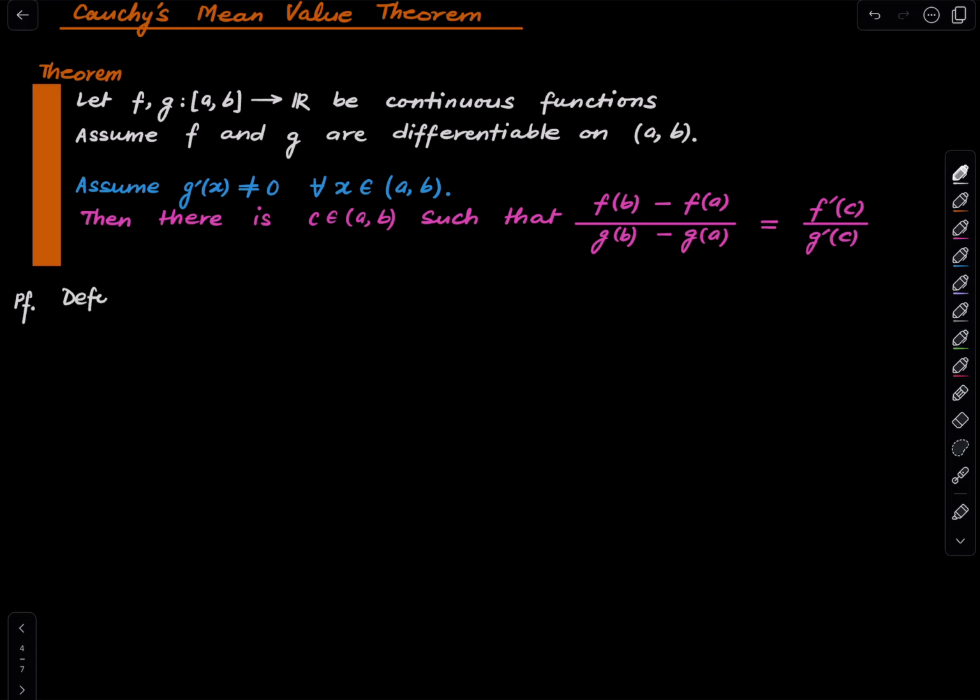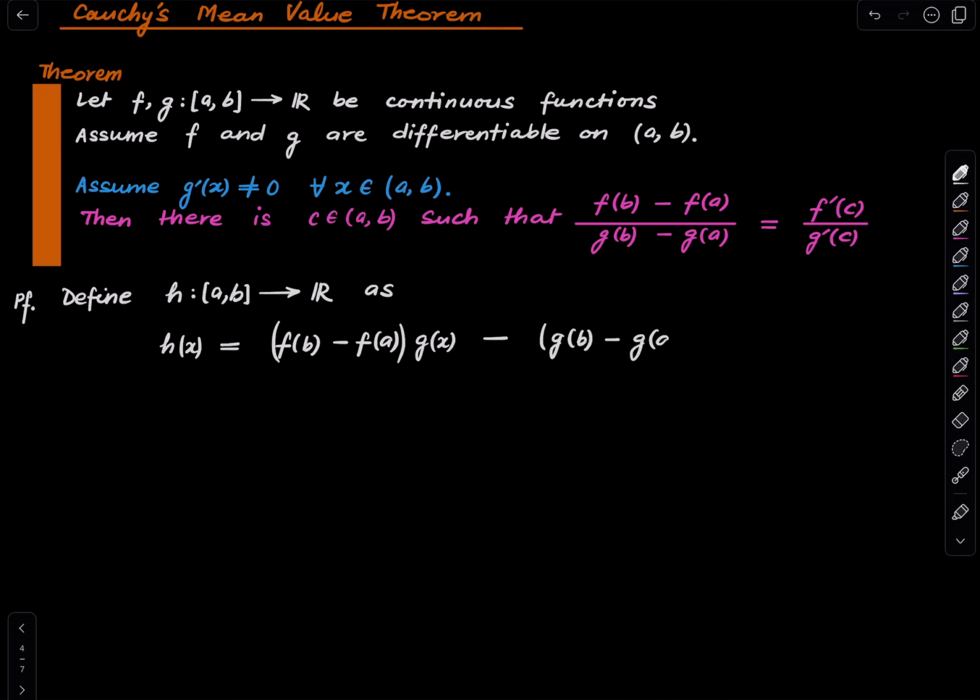So define this function as this minus the same thing for g. And now check that h of a equals h of b. And now apply Rolle's theorem to h. As simple as that. And this is quite a significant statement.